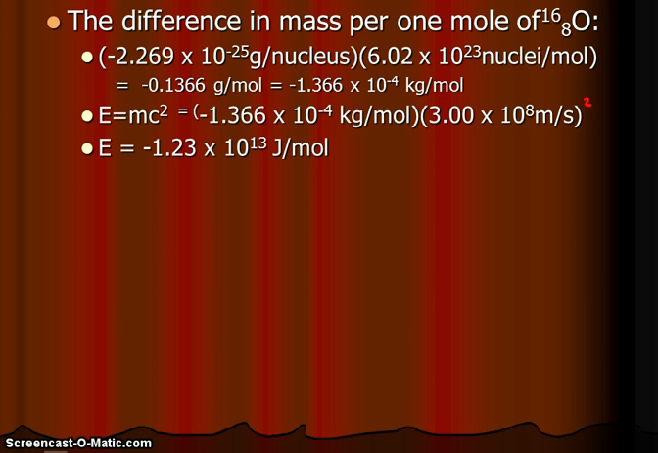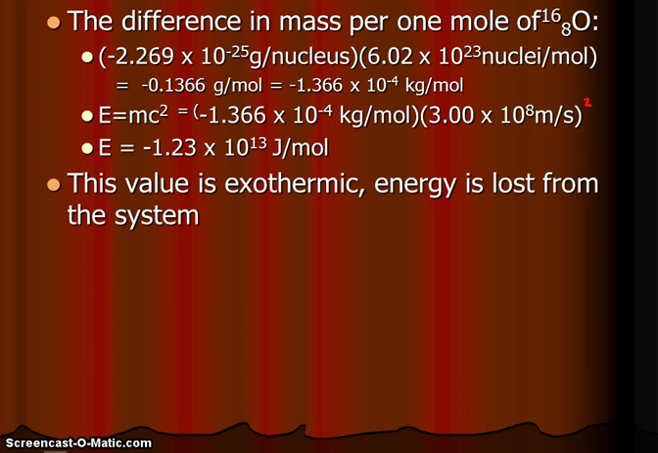Now, where the joules come from is we get kilogram meters squared per second squared, which is a joule per mole. And when we look at the value, it's a negative value. So that negative value tells us that energy is going to be lost from the system, or it's an exothermic process when we form that nucleus from its protons and neutrons.